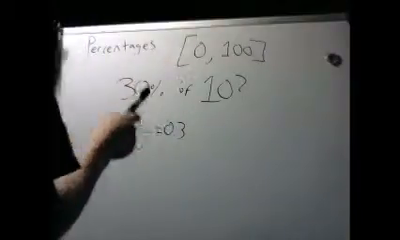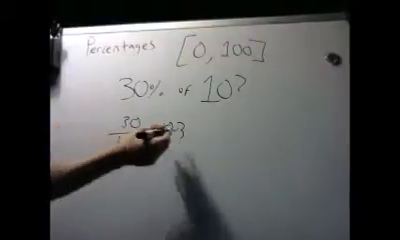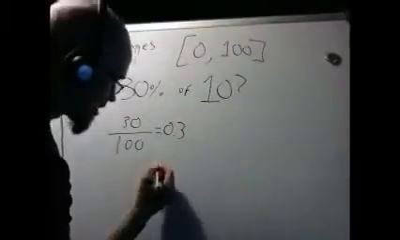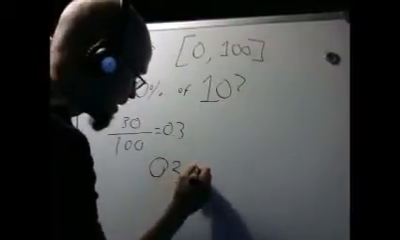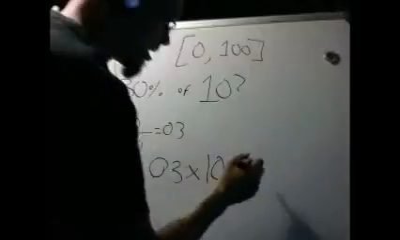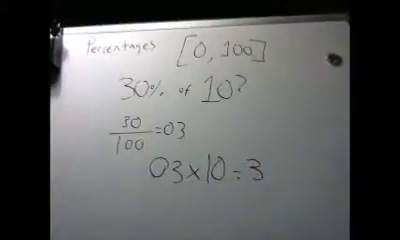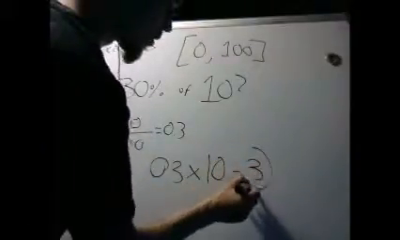Therefore, if we wanted to know from here what 30% or 0.3 is of 10, now we can simply apply this straightforwardly, 0.3 times 10. And that would give us the value of 3. Therefore, 30% of 10 is 3.